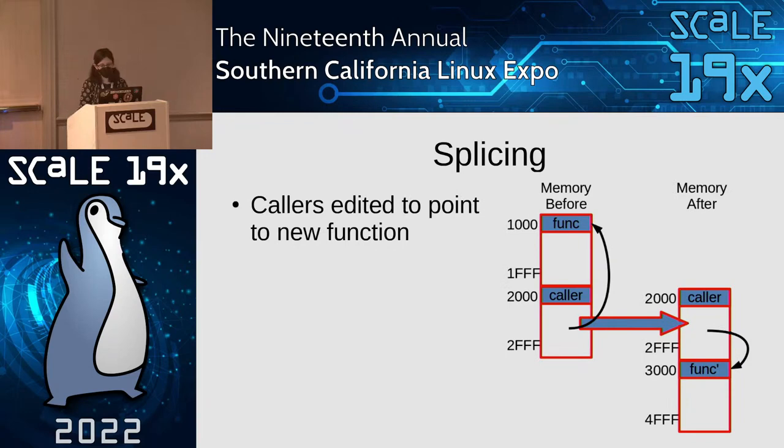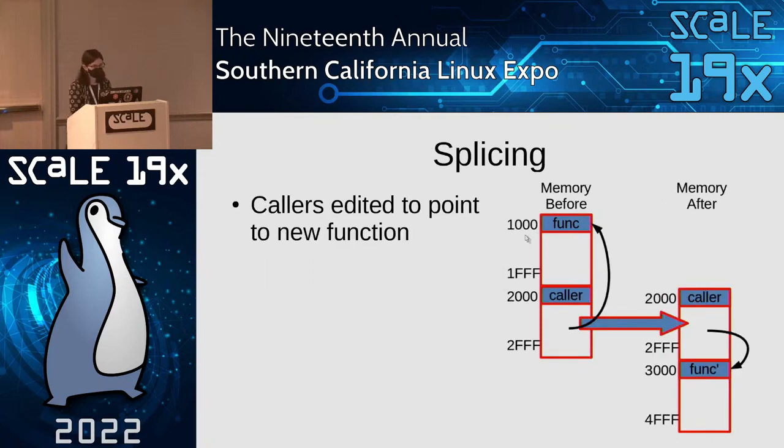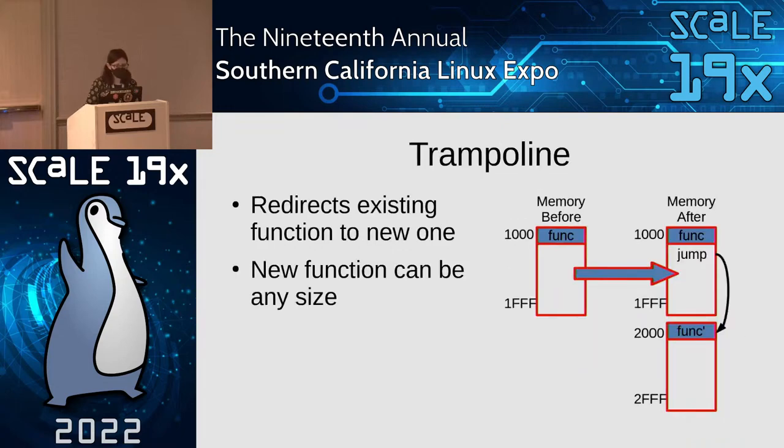Another possibility in theory would be splicing, which would be if you could find all your callers to a function and edit them to point to the new function. You do have a problem with function pointers that are pointing to this original memory. Trying to find all those function pointers and edit them might be a challenge. So again, I'm not aware of any examples of somebody trying to use splicing for doing live patching.